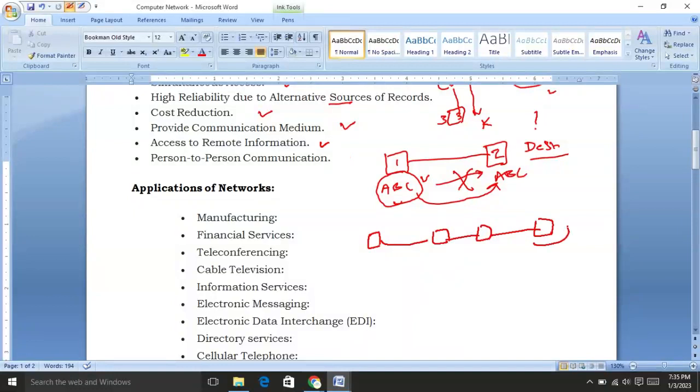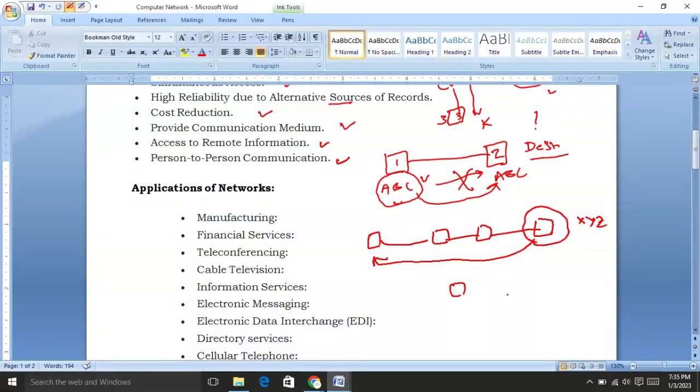Remote information means information that is far away. We are able to access the information which is available. Suppose we have systems X, Y, and Z; we can get remote information from them. Person-to-person communication: we are able to communicate one to one also.